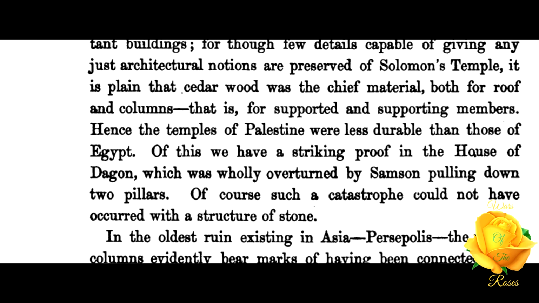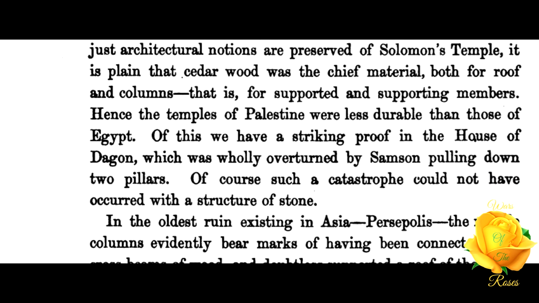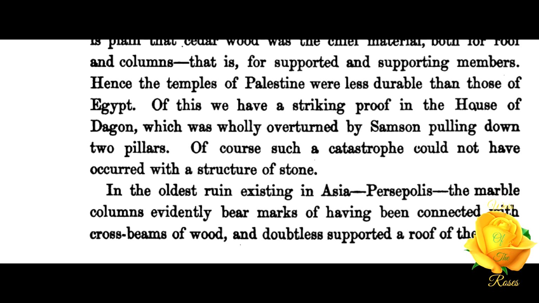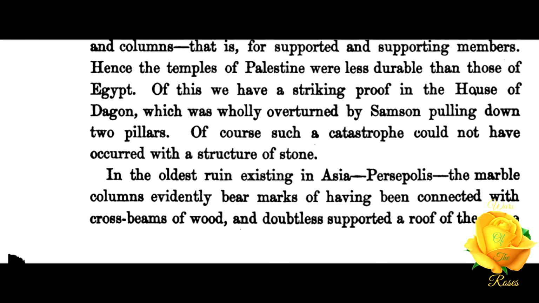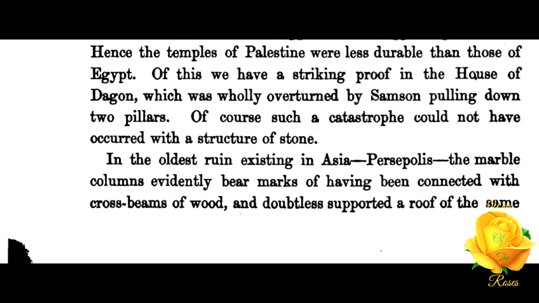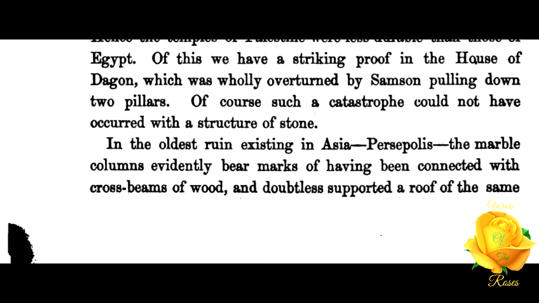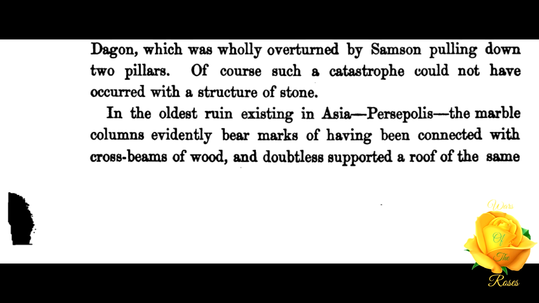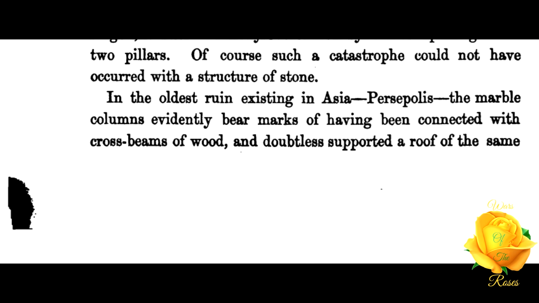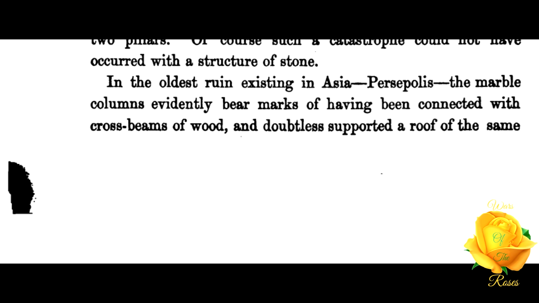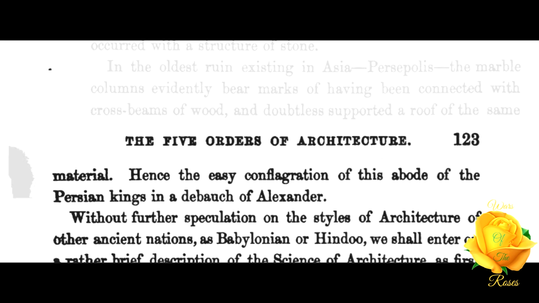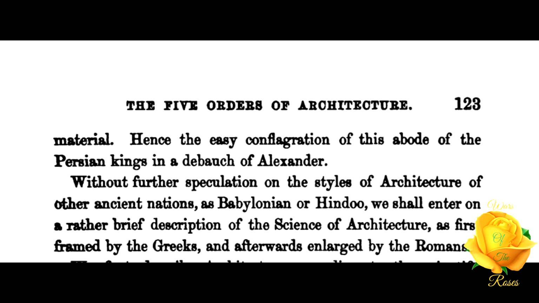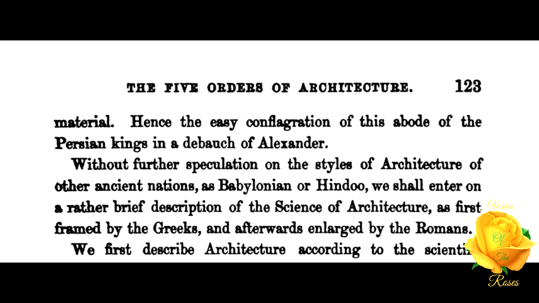Hence the temples of Palestine were less durable than those of Egypt. Of this we have a striking proof in the house of Dagon, which was wholly overturned by Samson pulling down 2 pillars. Of course, such a catastrophe could not have occurred with a structure of stone. In the oldest ruin existing in Asia, Persepolis, the marble columns evidently bear marks of having been connected with cross beams of wood and doubtless supported a roof of the same material. Hence the easy conflagration of this abode of the Persian kings in a debauch of Alexander.